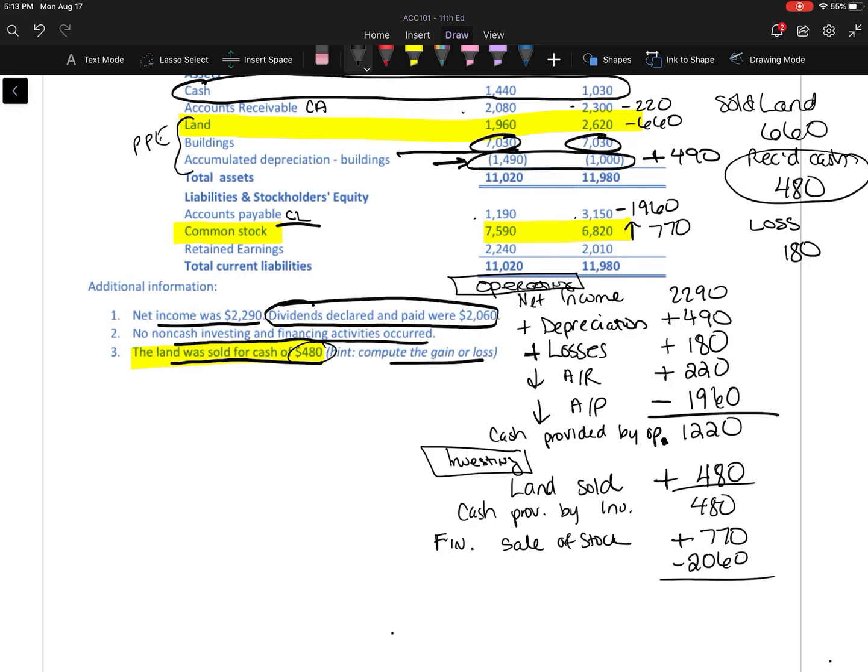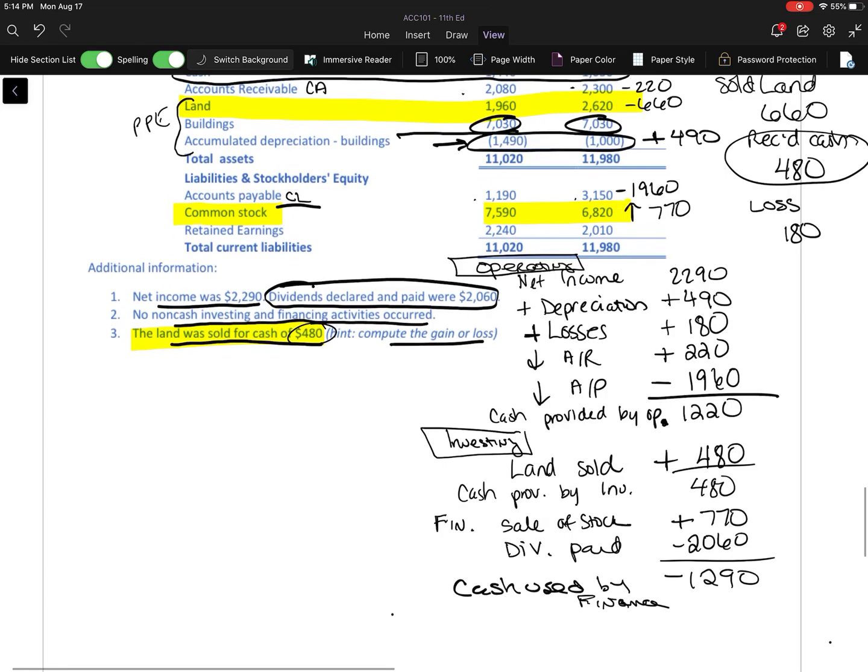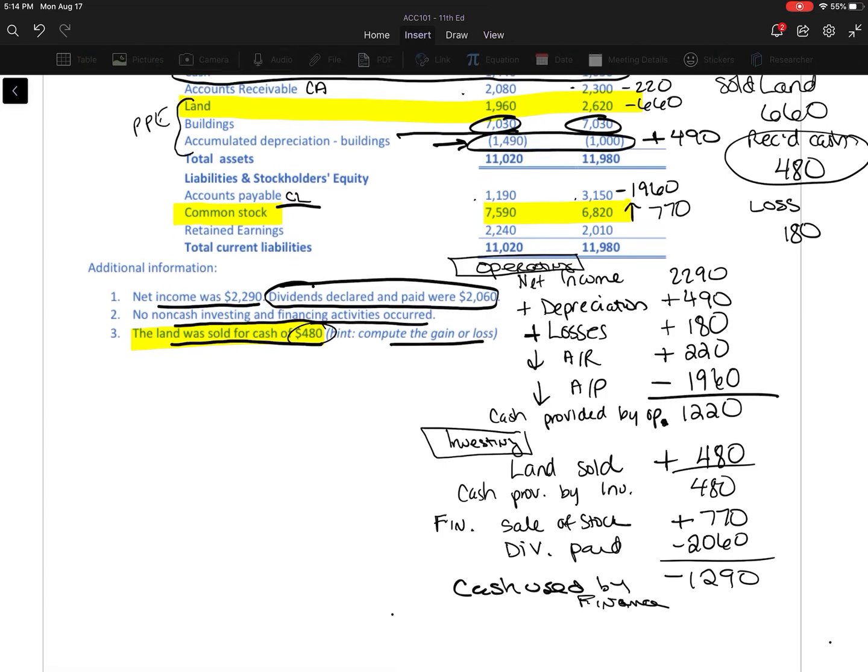Okay, is there anything else? All right, I caught here that dividends were declared and paid $2,060. So if we paid them, it's cash out. So this is going to be negative $1290. So this portion is going to be cash used by financing. So if you have a negative number, it's cash used.